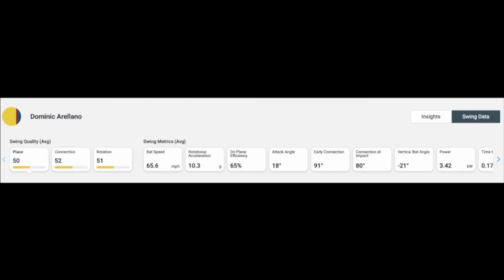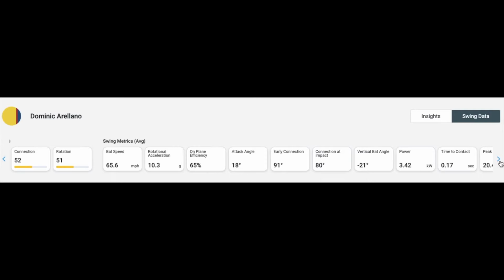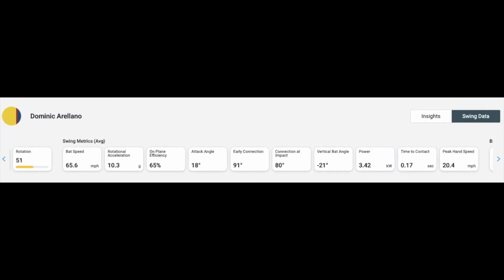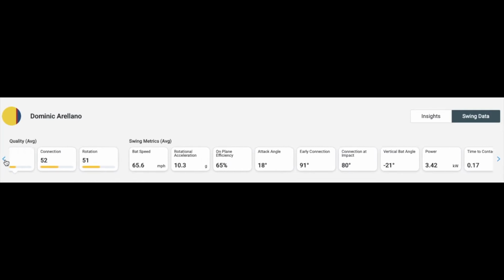Attack angle is the vertical angle of the bat when it makes contact with the incoming pitch. If 0 would be exactly perpendicular to the ground, a positive angle would be up and a negative angle would be down towards the ground. Using these blast metrics, we can see that our hitter needs to work on bat speed, rotational acceleration, and their attack angle.